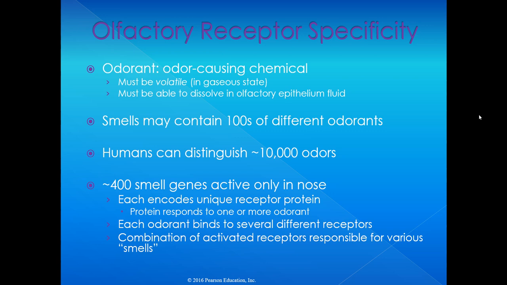Like I said, we have about 400 smell genes, and we can smell about 10,000 odors. Dogs, which have a much better sense of smell than we do, have something like 10,000 smell genes. So just imagine how many odors they can smell with that many genes. Certainly a whole lot more than we can.